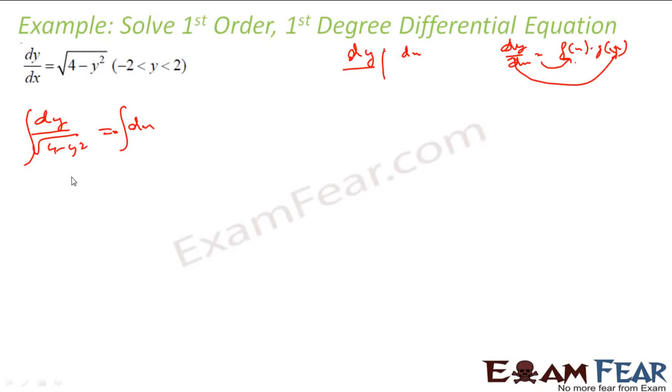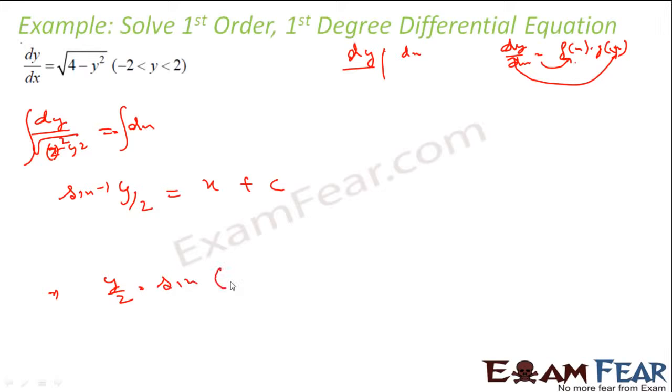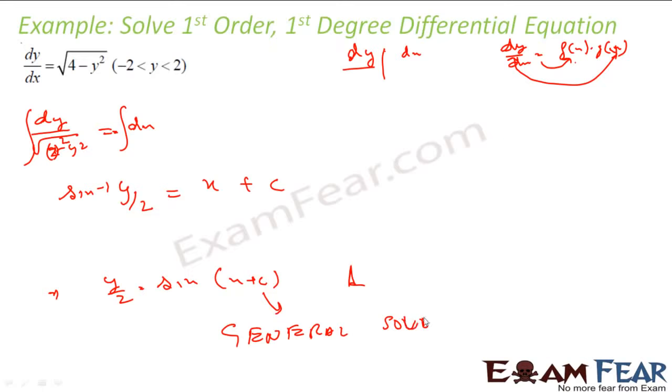So root of 4 minus y squared is nothing but 2 squared minus y squared, you can see, right? 2 squared is nothing but 4. So the integration of this we know is nothing but sine inverse of y by 2, and the integration of dx is x plus one constant. So you get sine inverse of y by 2 is equal to x plus c, and that is my answer. Here also, if you see, this is a constant term, so it is also a general solution. Not a great thing here, a simple question.